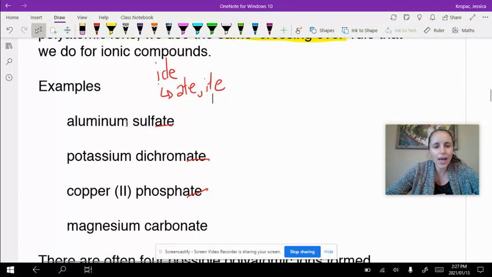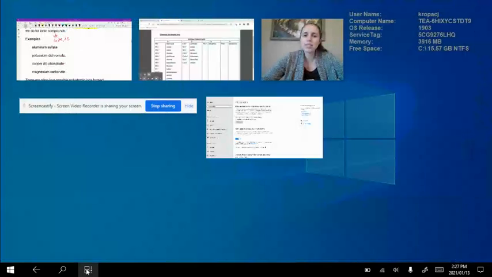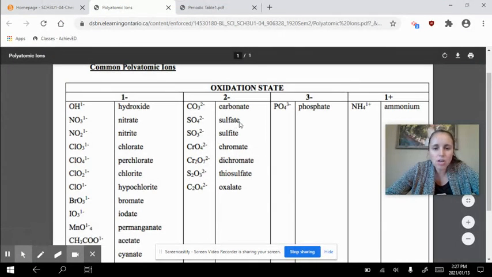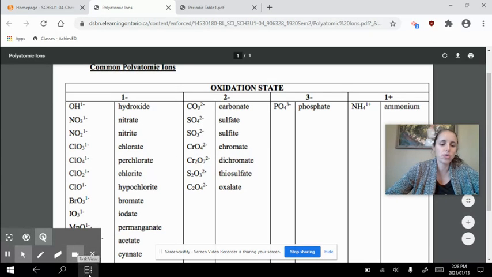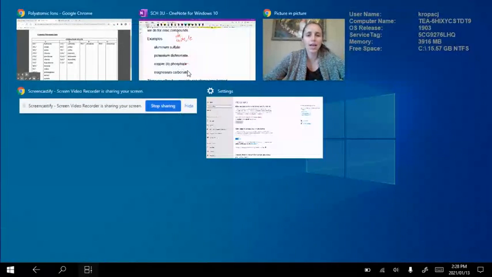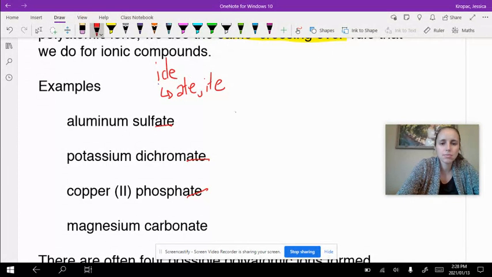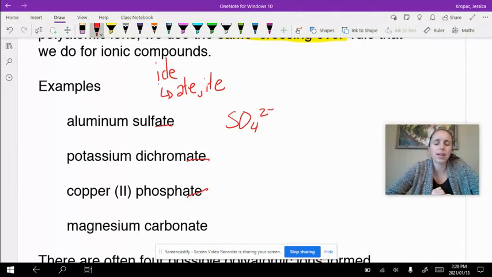So I need to figure out what sulfate is. I'm going to take a look at my polyatomic chart. I'm going to look at sulfate. I can see sulfate right here. And sulfate, the polyatomic ion, is SO4, and I do want to include the charge. So the charge here is 2 negative. So I'm going to write SO4, and my charge is 2 negative.